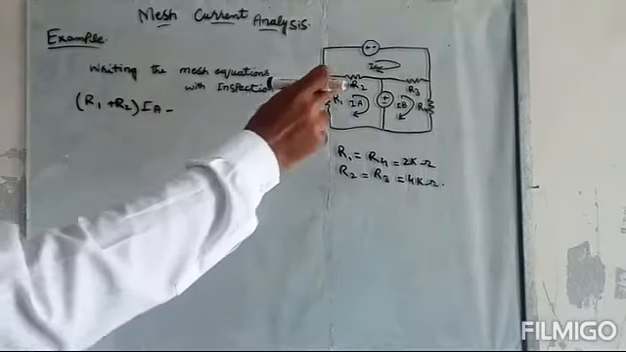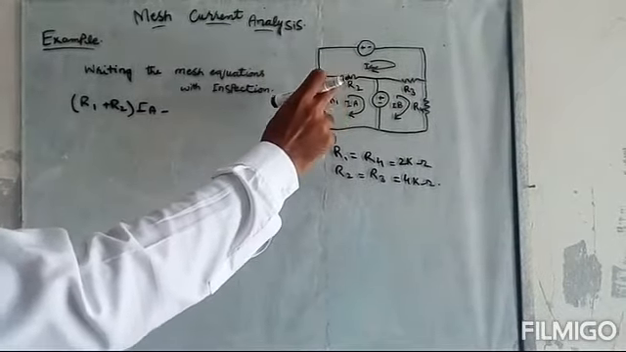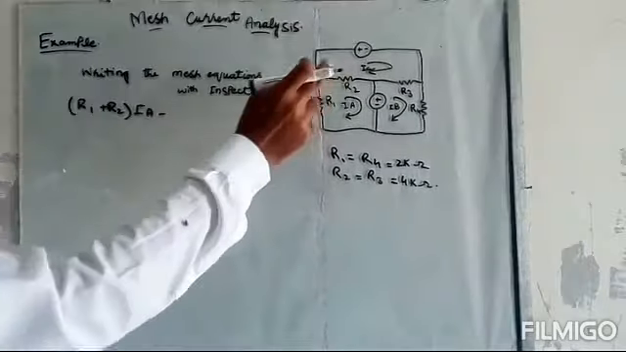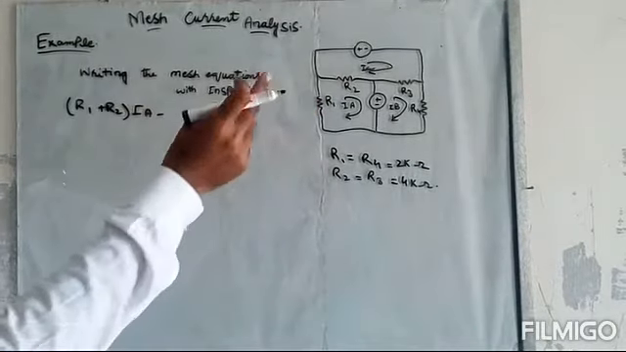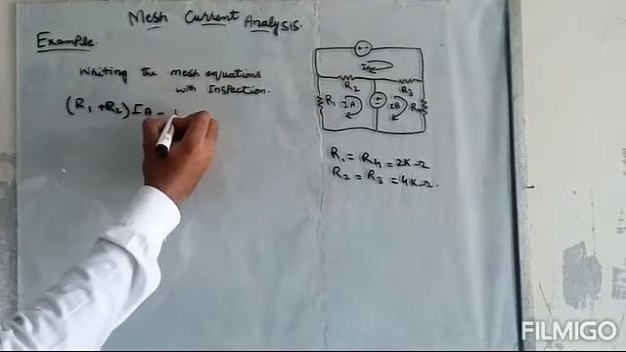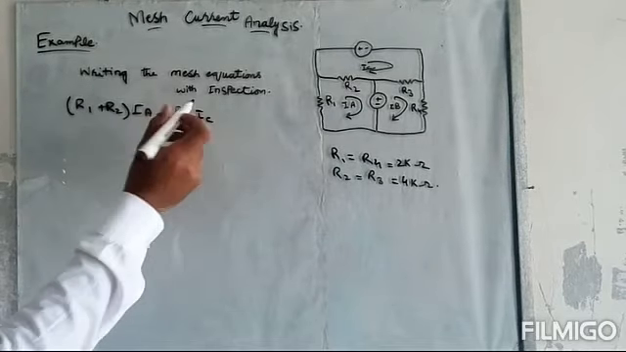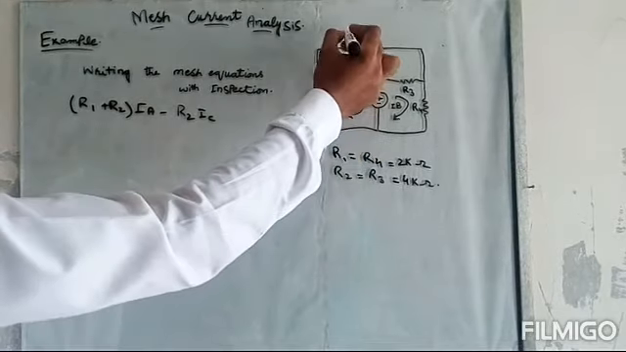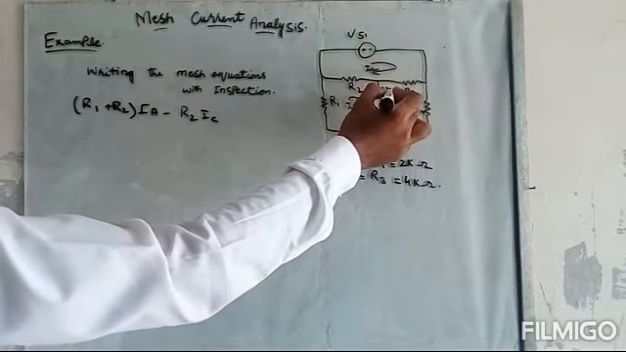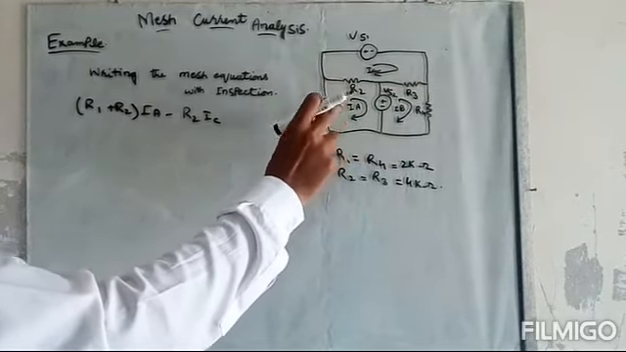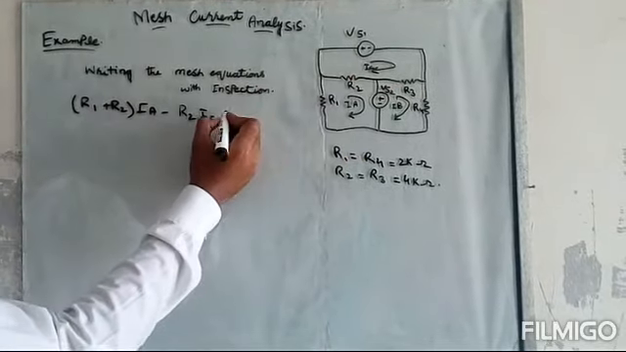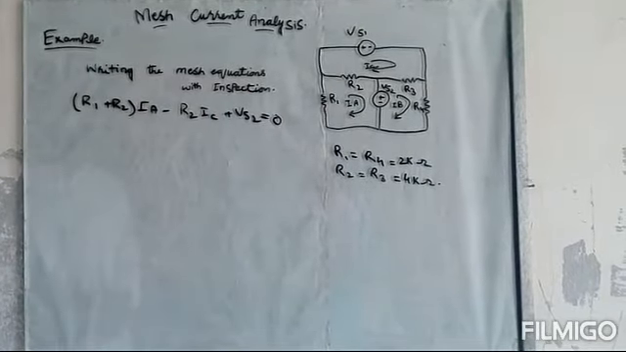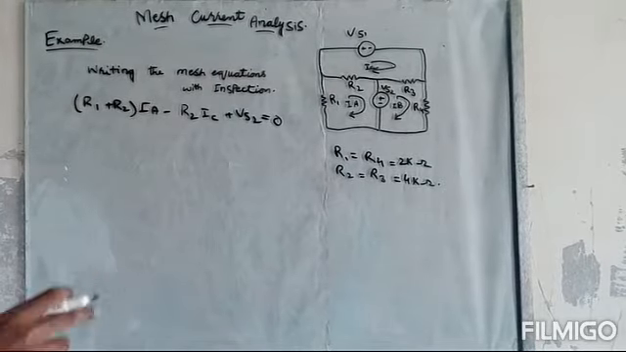Then we will subtract the resistance that is shared in any other loop. So R2 is shared in loop C, also in mesh C, so we will subtract it. So R2 multiplied by IC will be subtracted, and plus the voltage source. For example, this is Vs1, this is Vs2. So if we write the equation, this will be positive Vs2 and it is equal to 0. So in this way we can write mesh equations by inspection.